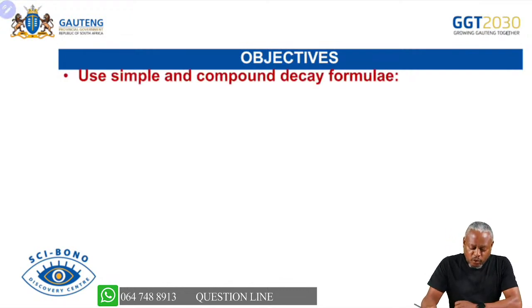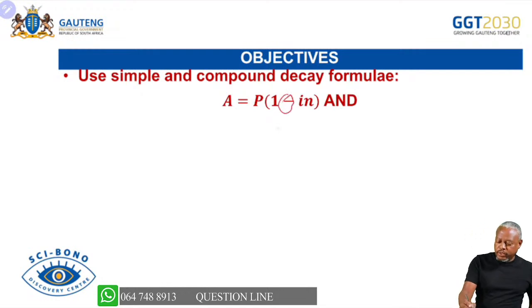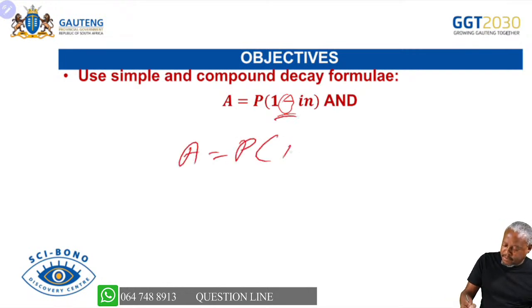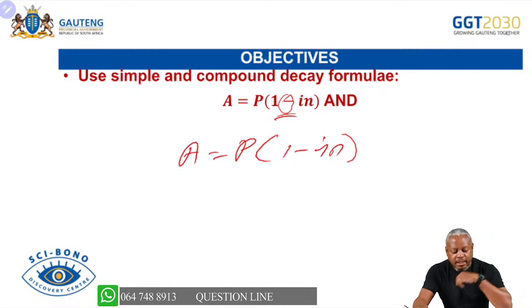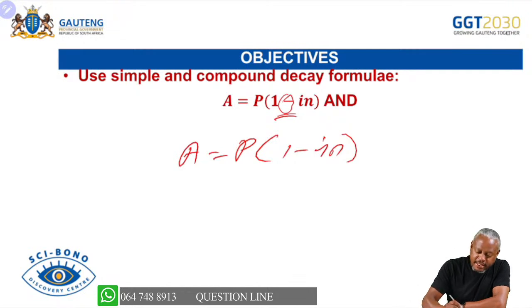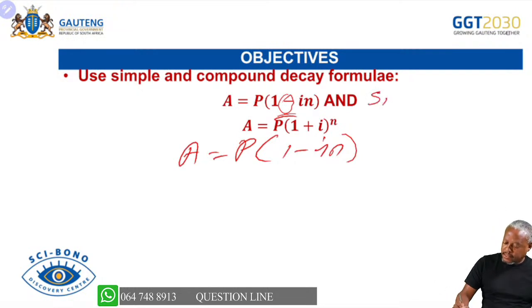Then when you use the simple and compound decay formula, because we speak of decay or subtraction or depreciation, there is a negative sign there. It will tell you that there is a negative sign. A remains the same. P remains the same. The difference is the formula. So we use the simple and compound decay formula. This one will be the simple, and then the other one is compound.